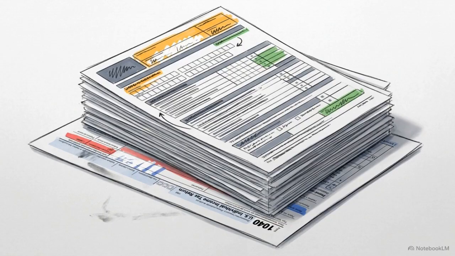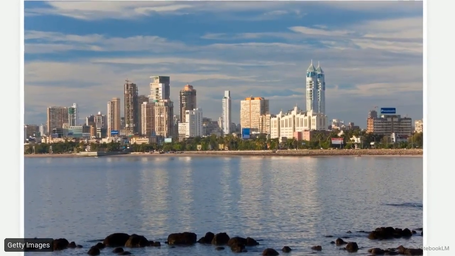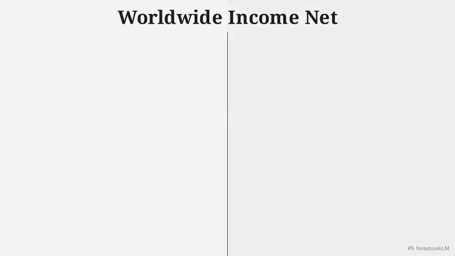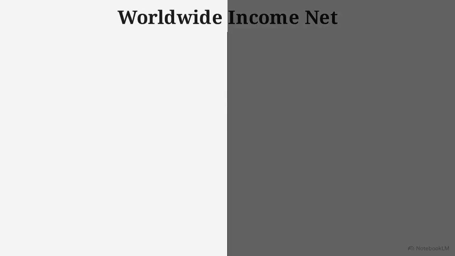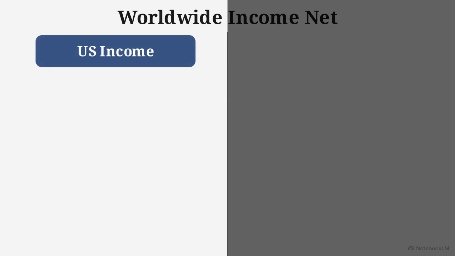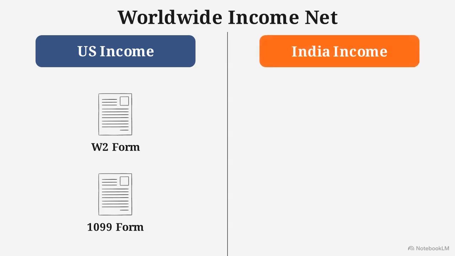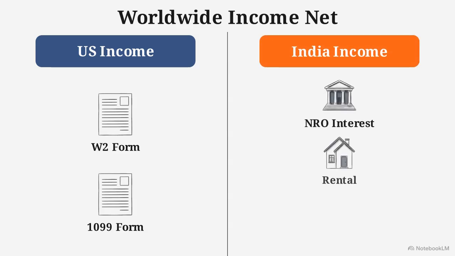Once you establish resident status, the reporting rules expand. As a U.S. tax resident, you are required by law to report all of your worldwide income. Let's look at this split-screen breakdown to organize our documents. On the left side, we have your standard U.S. income. You need to gather your W-2 from your employer, plus any 1099 forms from U.S. banks or brokerage accounts. On the right side, we list your Indian income. You must track and report interest from NRO savings accounts, rental income from properties in India, and dividends or capital gains from Indian mutual funds.